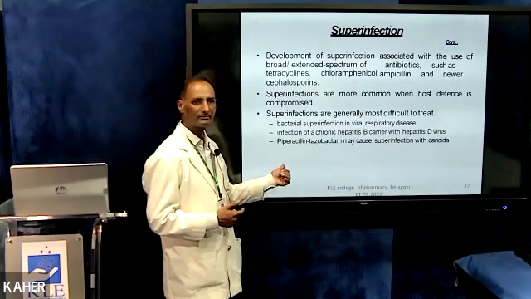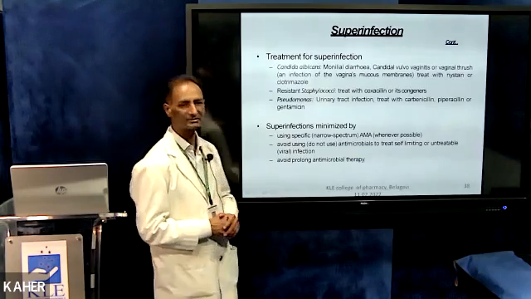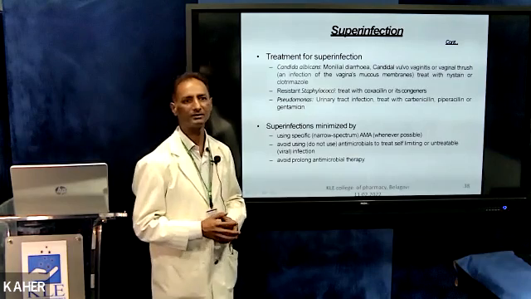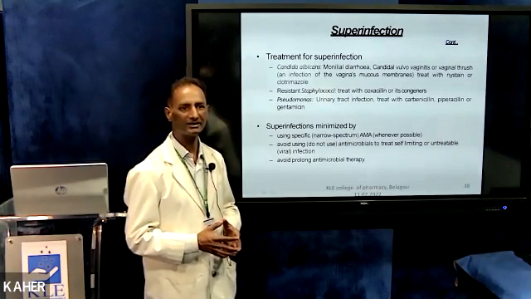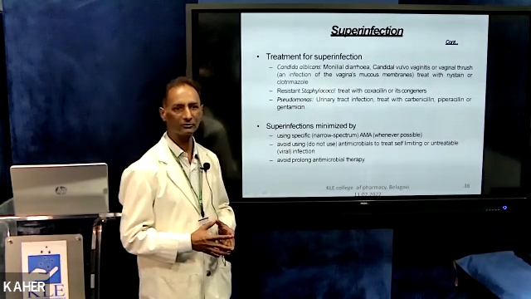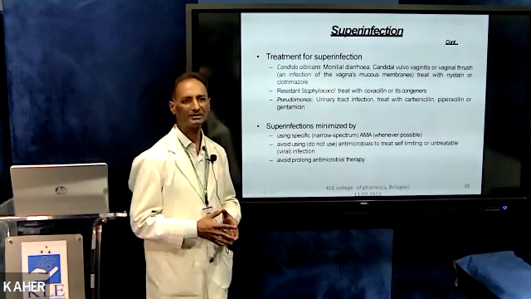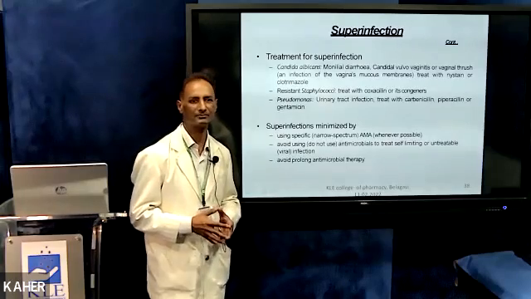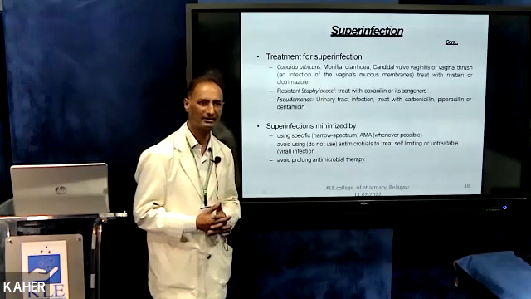How do we manage these kinds of superinfections? Treatment for superinfections like Candida albicans, which is a fungal component, can be done with antifungals like nystatin and clotrimazole. Resistant staphylococci are treated with cloxacillin. For Pseudomonas, where there are UTI infections, treatment is with carbenicillin or piperacillin, or with gentamicin.